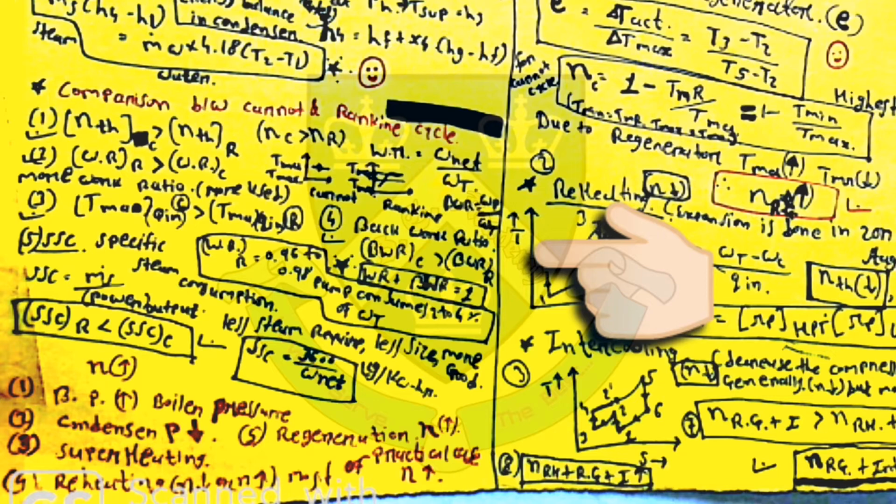So in the Rankine cycle, there are 2 main points which are higher. The first one is the work ratio and the second one is the specific steam consumption. So from less steam we can get more work in the Rankine cycle.